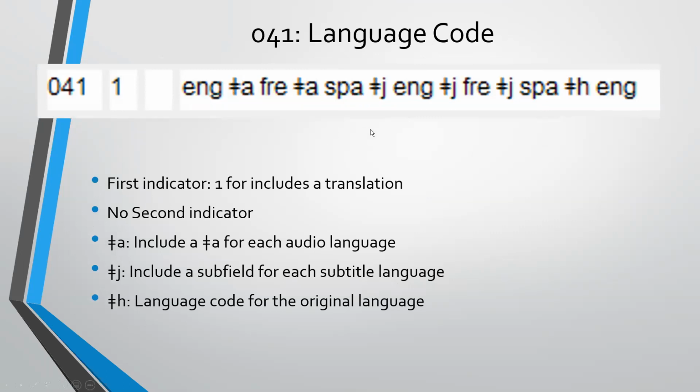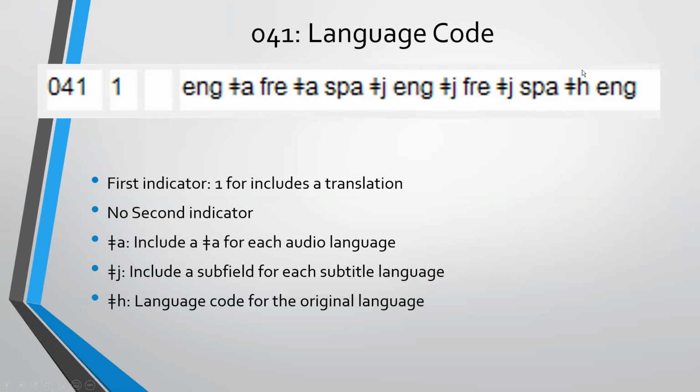041 language code. Just like with books, you want to keep track of the kinds of languages that are available in it. In this case, we've got a first indicator 1 indicating that it includes a translation. There's no second indicator, and then in each of the subfield A's, we've encoded each audio language. So this is in English. It also has French audio and Spanish audio. And then these subfield J's that we've included are the subtitles. So it has subtitles in English, French, and Spanish.